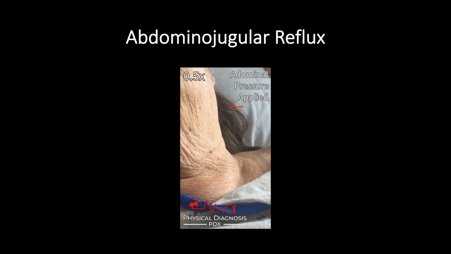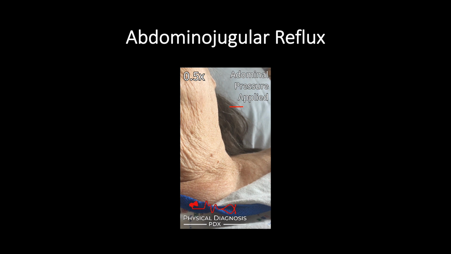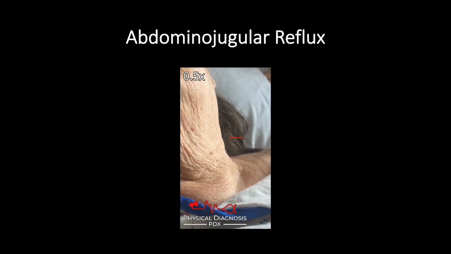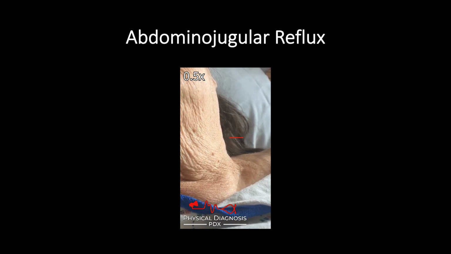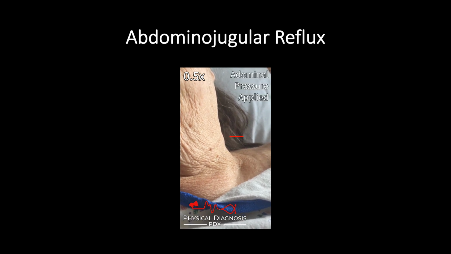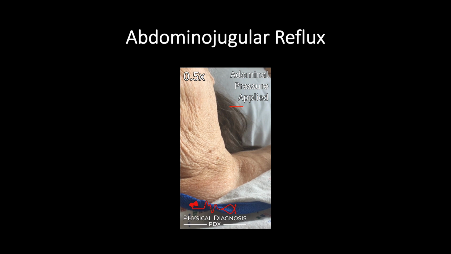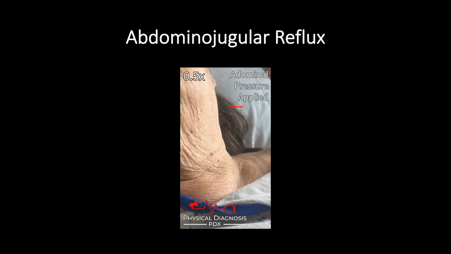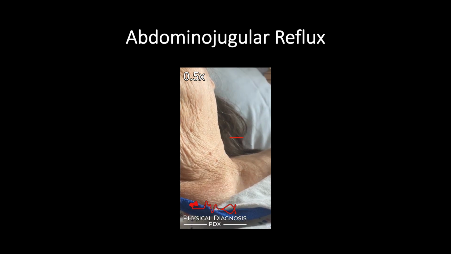Second, a sustained rise in jugular venous pressure greater than 3 centimeters lasting more than 10 to 15 seconds while abdominal pressure is continuously applied is highly suggestive of elevated wedge pressure greater than 15 millimeters of mercury. In this video, an increase in JVP is clearly demonstrated upon application of abdominal pressure.